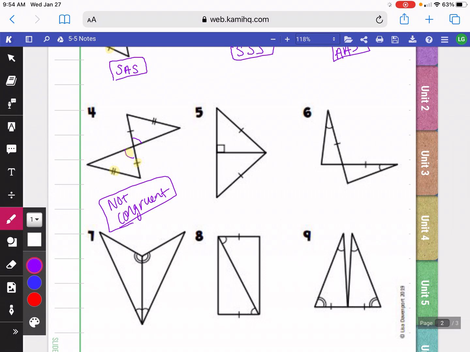Our next picture, I noticed right away that these are right triangles. So since they're right triangles, I can try to check if I have the hypotenuse and the leg. Here, the angle that's across from the right angle is always the hypotenuse. So these both have the hypotenuse marked the same. And then they have this leg in common. So these two are also congruent triangles, and that's through hypotenuse, leg.